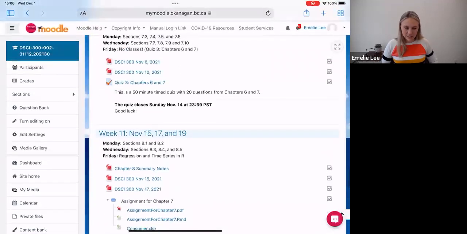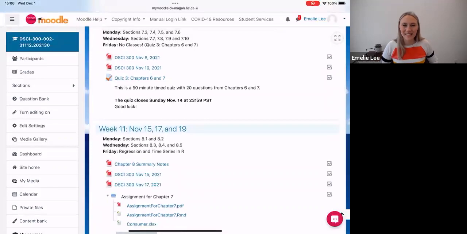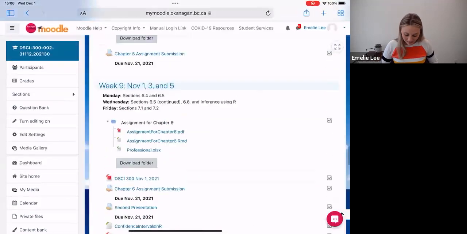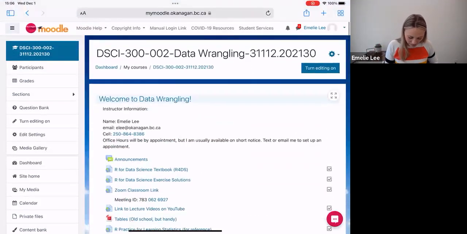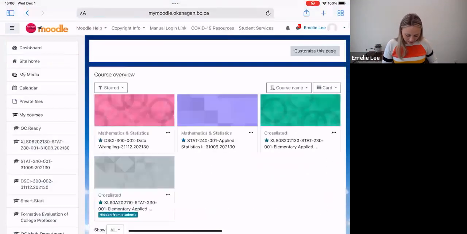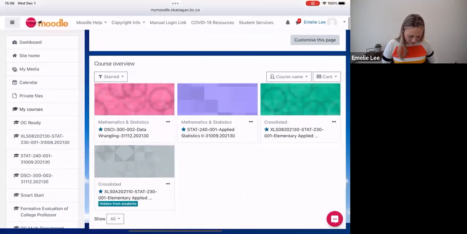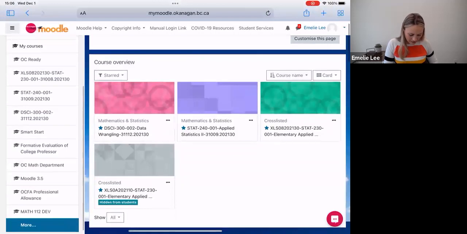Before we get started, I keep forgetting to mention it in my classes, all of them. So now I'm being really strict with myself, because if you go to your Moodle page, oh, I guess it's not started, but if you go to your Moodle page, then on the side, you should have a formative evaluation of college professor tab. And that's where you give me a grade, basically.